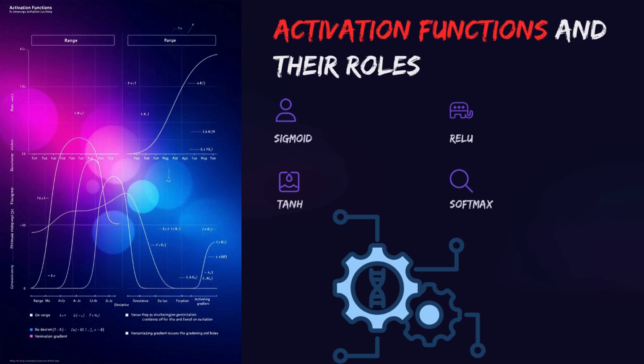Rectified linear unit. Popular in hidden layers for its simplicity and effectiveness in reducing vanishing gradient problem. Tanh. Similar to sigmoid, but outputs range from -1 to 1. Often used in recurrent neural networks. Softmax. Used in multiclass classification problems. Outputs probabilities that sum to 1.